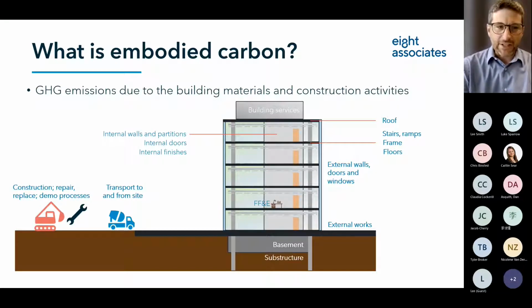Also included is the construction process, but also the repair and replacement of materials during the life of the building, as well as the demolition, deconstruction and processing and disposal of materials at the end of life. So all of that's included in the embodied carbon assessment, along with transport to site as well. So from the factory where the materials are made to the site would be covered.